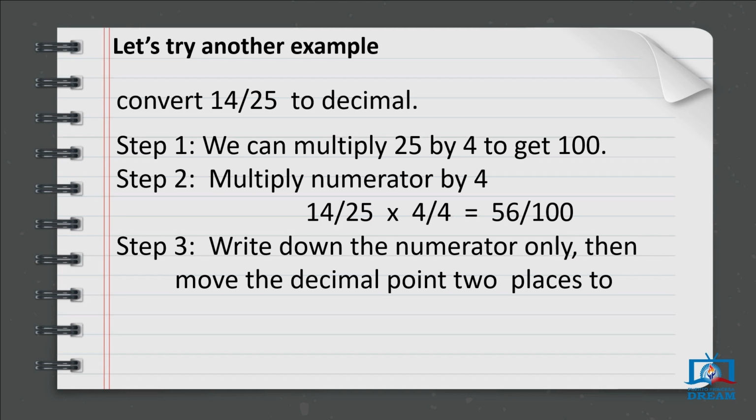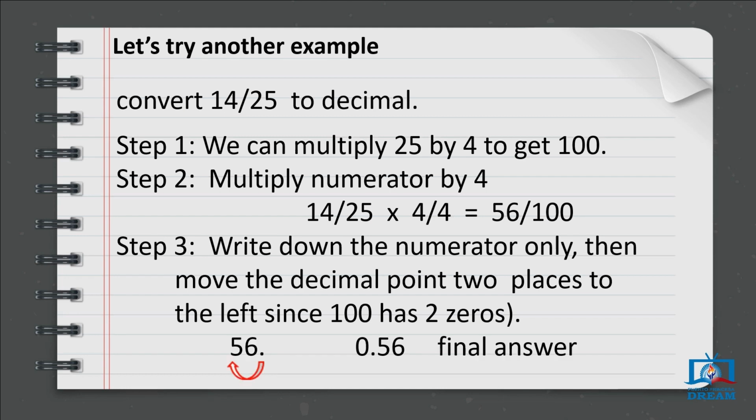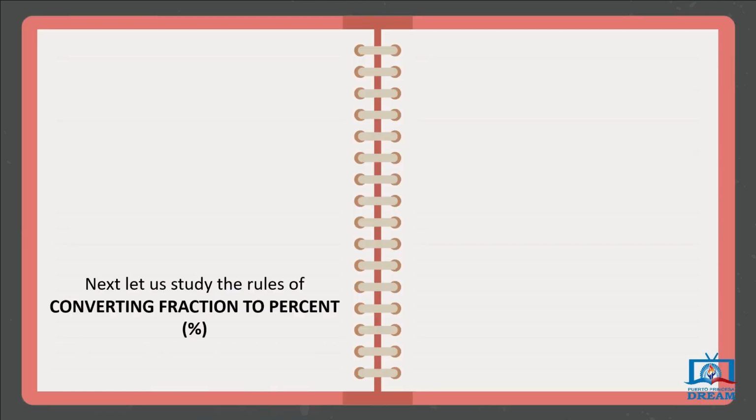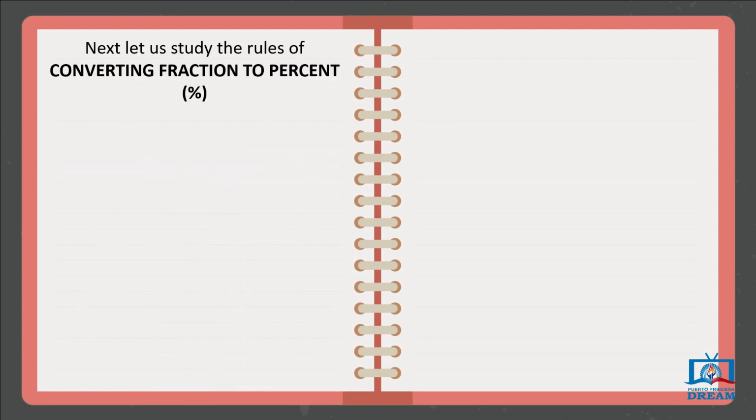Step 3. Write down the numerator only. Then move the decimal point 2 places to the left since 100 has 2 zeros. We have 56. Moving the decimal point 2 places to the left, we get 0.56. So our final answer is 0.56. Next, let us study the rules of converting fraction to percent.